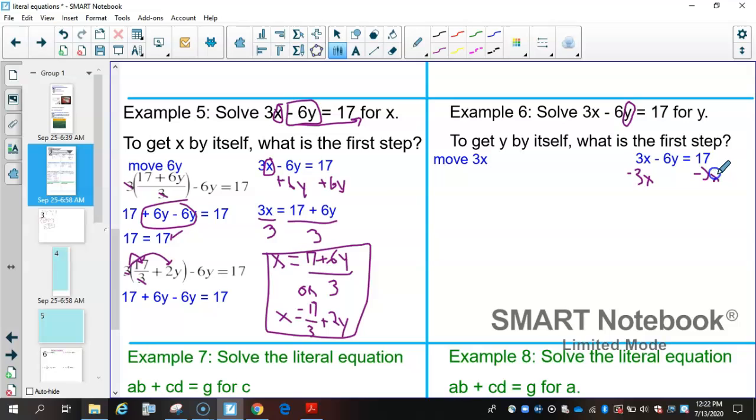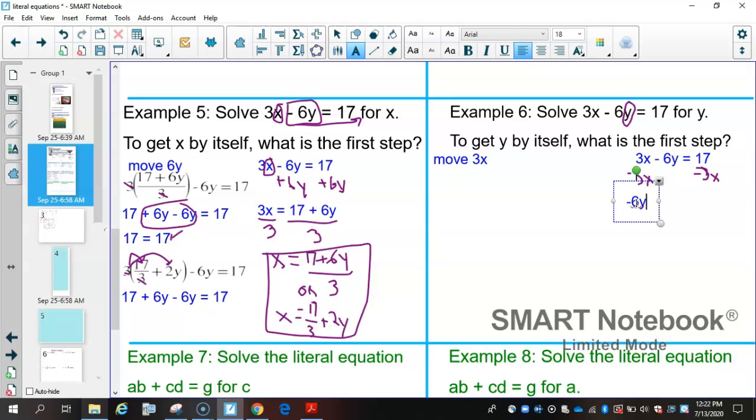Just like in the previous example, when we added 6y to 17 and we couldn't combine them, we can't combine them in this step either because 17 does not have an x. So here we will just have negative 6y equals 17 minus 3x. Okay? Just like in the previous example when we divided everything by 3, now we will be dividing everything by negative 6.